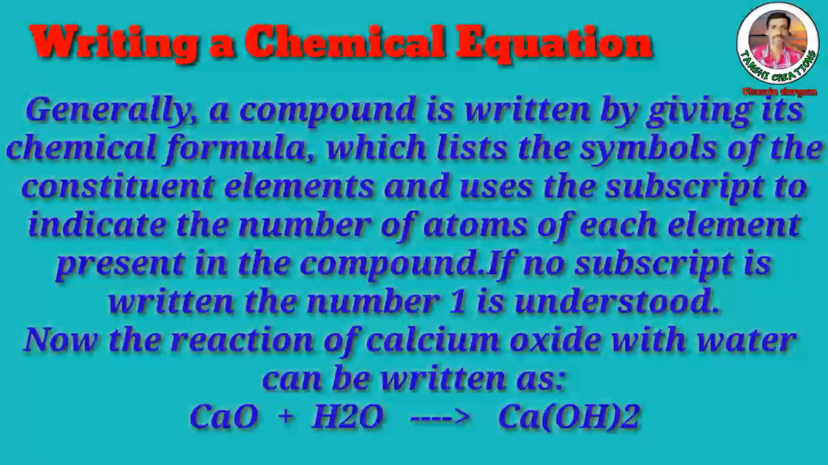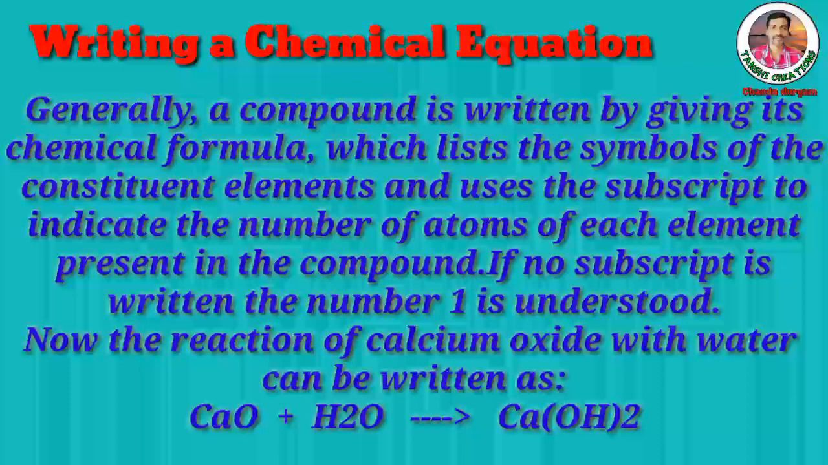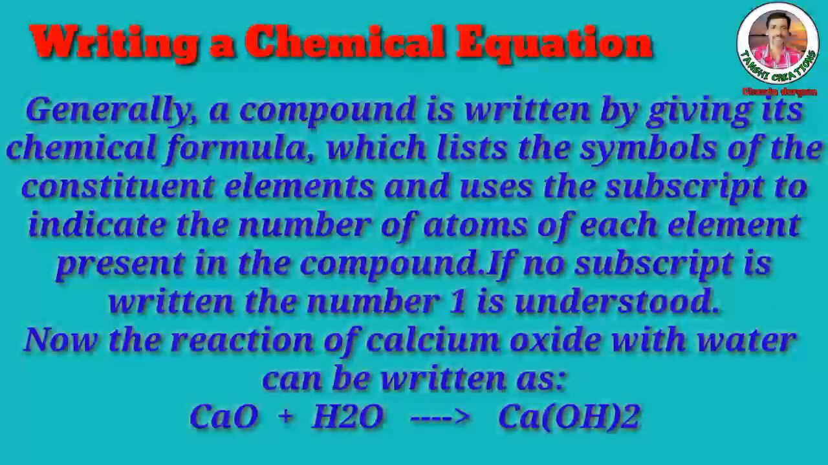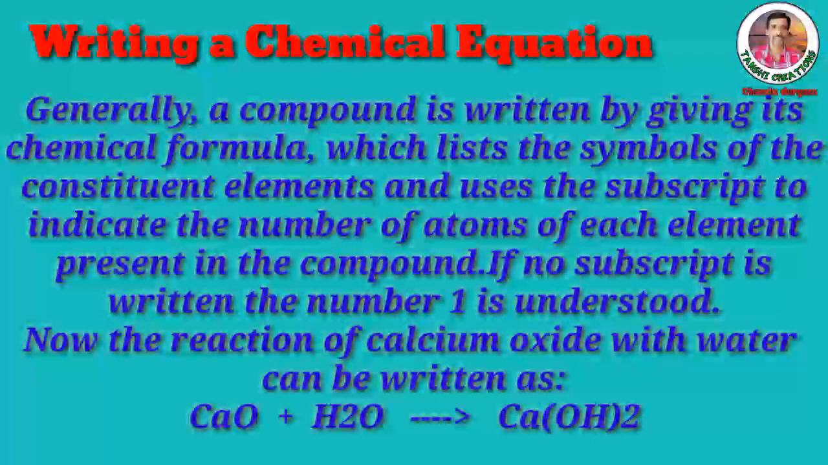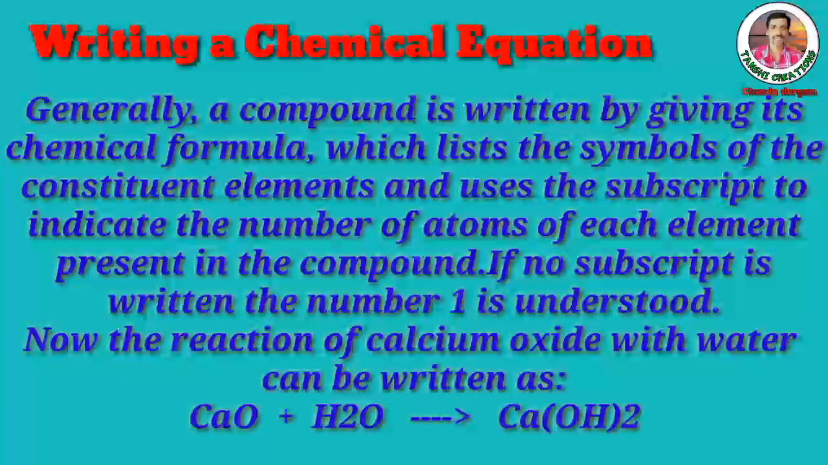Generally, a compound is written by giving its chemical formula, which lists the symbols of the constituent elements and uses subscripts to indicate the number of atoms of each element present in the compound. If no subscript is written, the number 1 is understood.